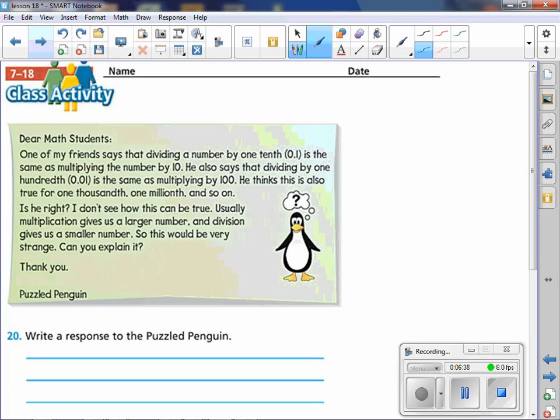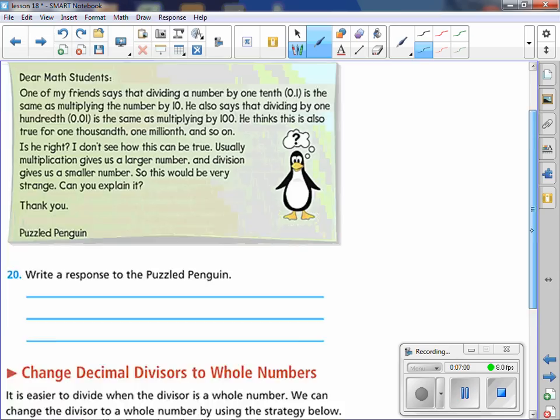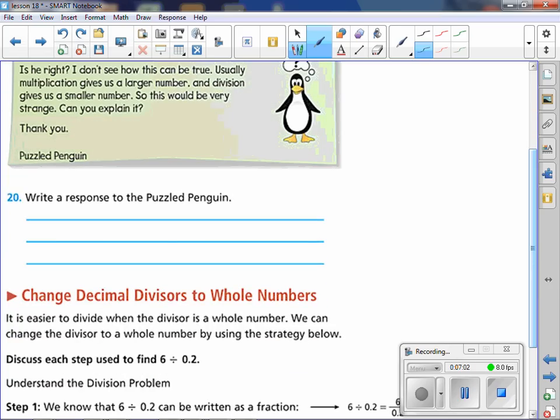Okay, welcome Puzzled Penguin. One of my friends says that dividing a number by 1/10 is the same as multiplying by 10. He also says that dividing by 100th is multiplying by 100. He also thinks that's true for 1,000th, 1,000,000th, and so on. Is he right? I don't see how this can be true. Usually multiplication gives us a larger number and division gives us a smaller number, so this would be very strange. Can you explain? So we need to answer Puzzled Penguin.